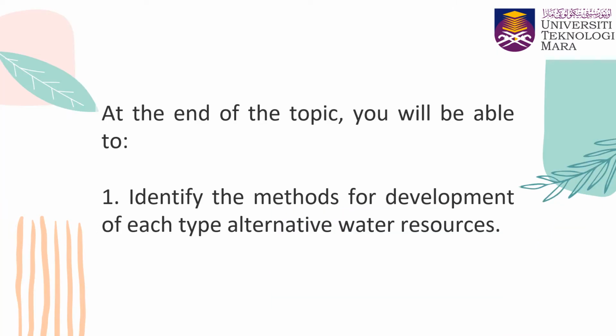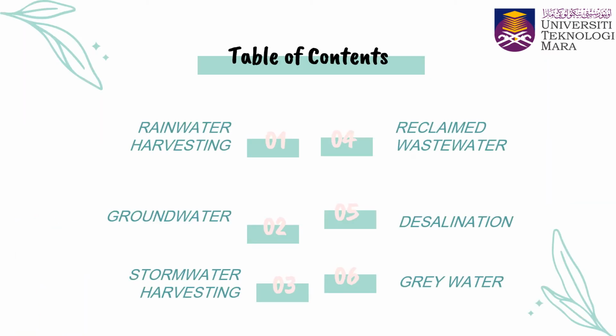At the end of the topic, you will be able to identify the method for development of each type of alternative water resources. Basically, we have six types of alternative water resources, which include rainwater harvesting, number one. Number two is groundwater, followed by stormwater, reclaimed wastewater, desalination, and lastly greywater.